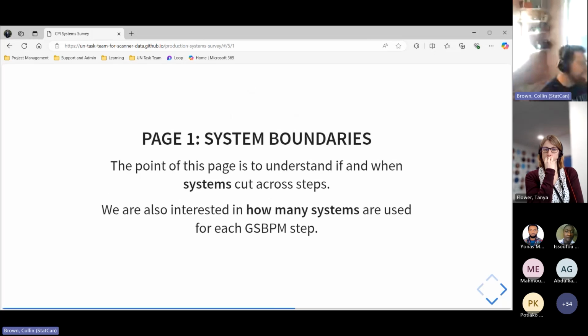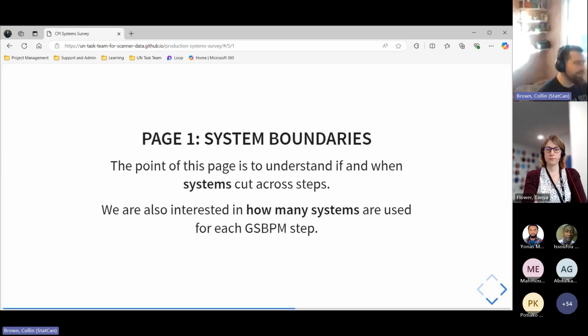So the first page is about what we're calling system boundaries. You might recall as I was presenting the previous section, I made comments about, are the systems decoupled? Are they coupled together across 2 or more GSBPM steps? This question is about that. We're trying to understand how many systems are in each of those categories and how many occurrences there are where a system can cut across those boundaries.